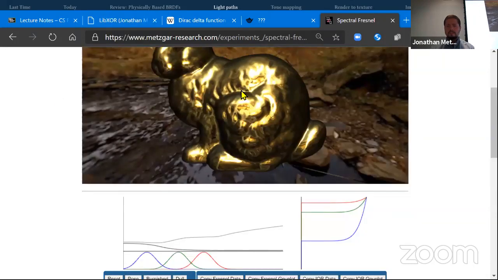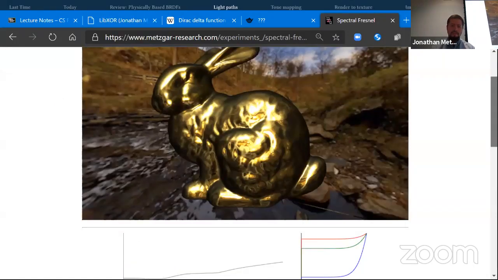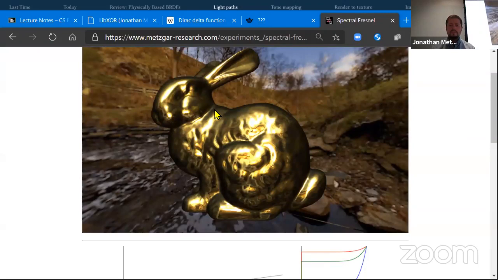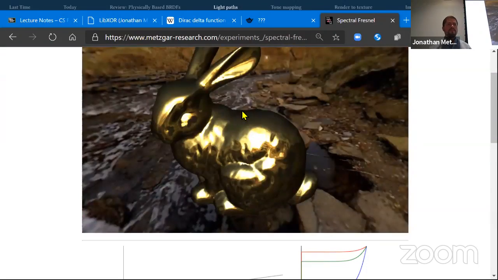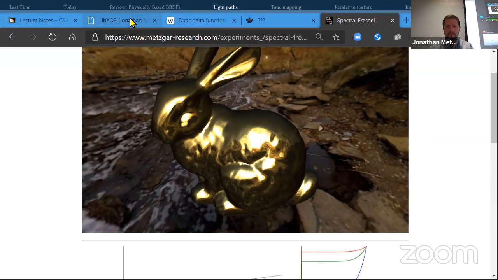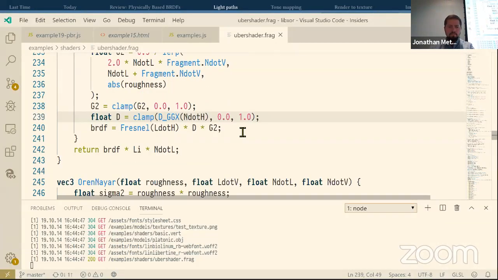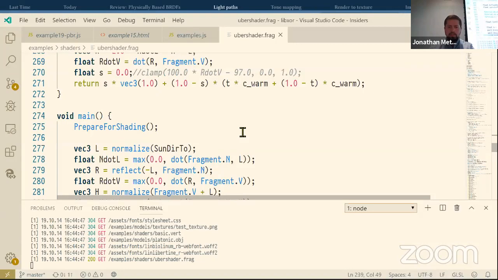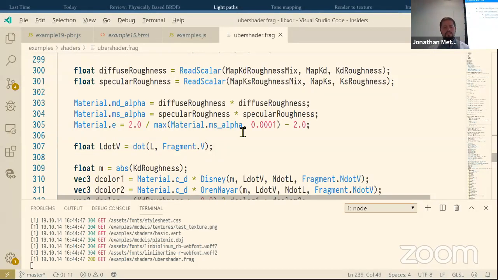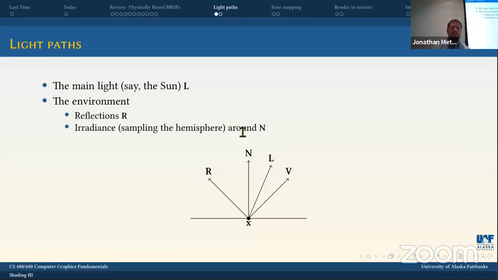So metals act very differently, and so I showed you one approximation for doing metal, which is just simply change the reflected color. But as we can see, you need something more advanced to get better results. All right, and we'll take a look at some of the details on this particular demo in the future. But let's go back over here to our BRDF. Well, actually, let's go to the presentation here and take a look at the light paths.